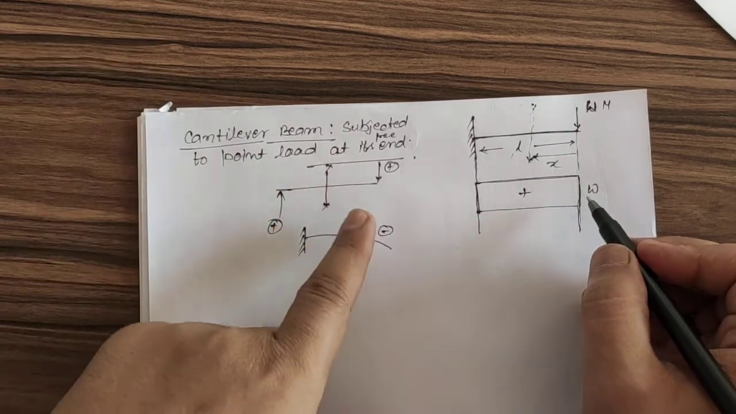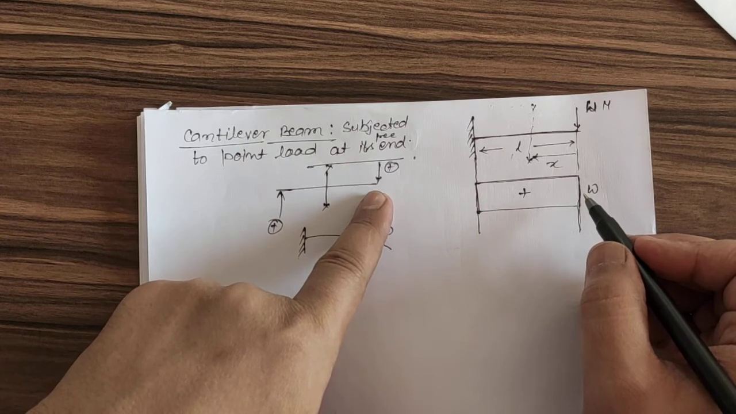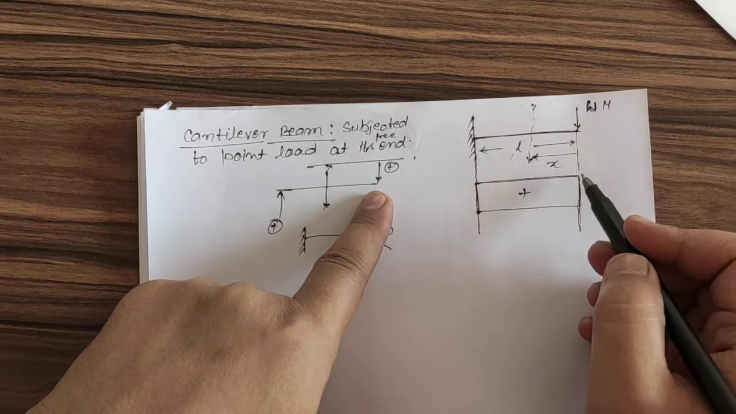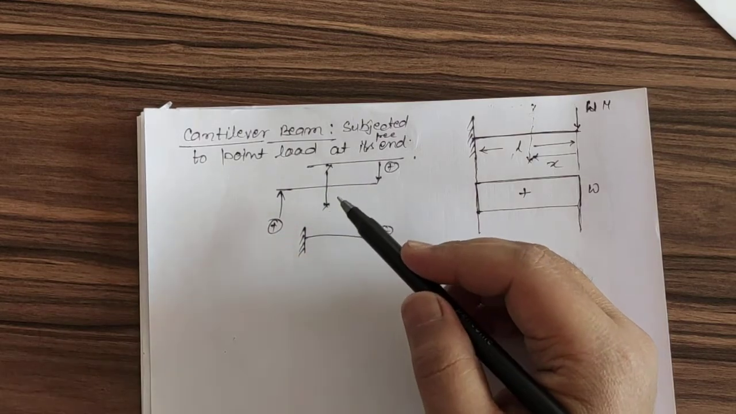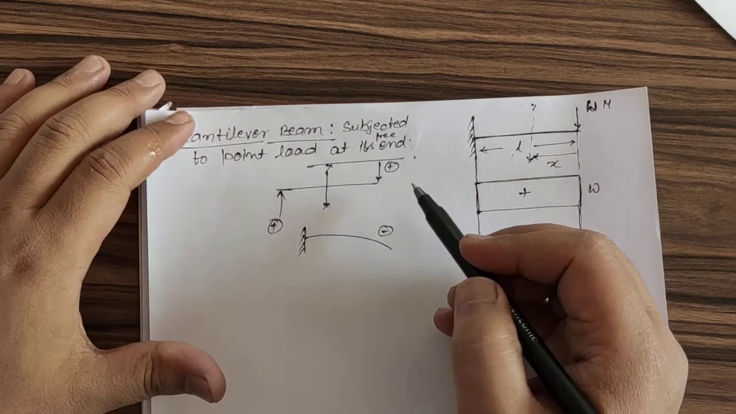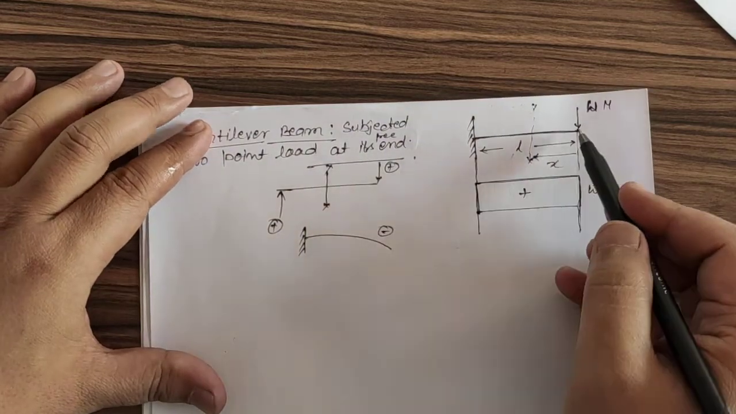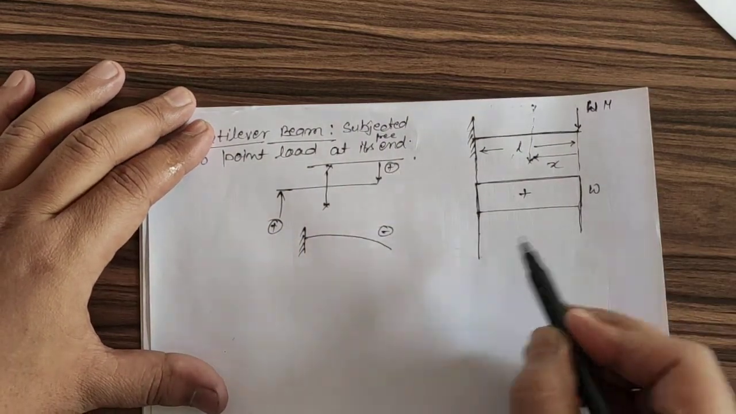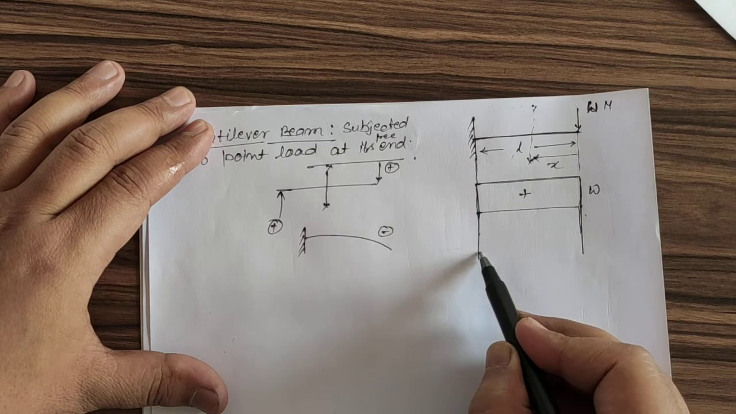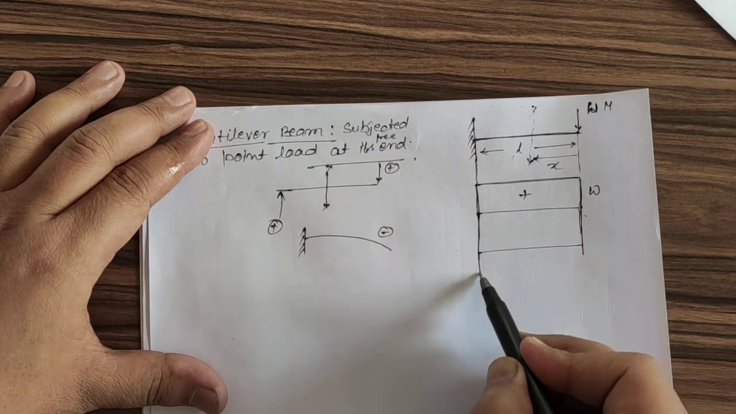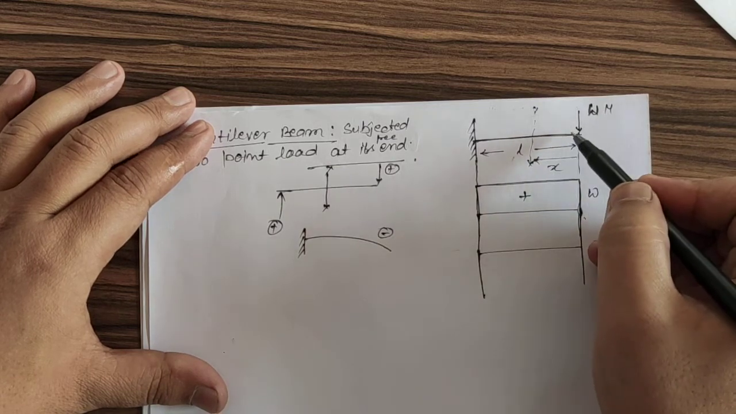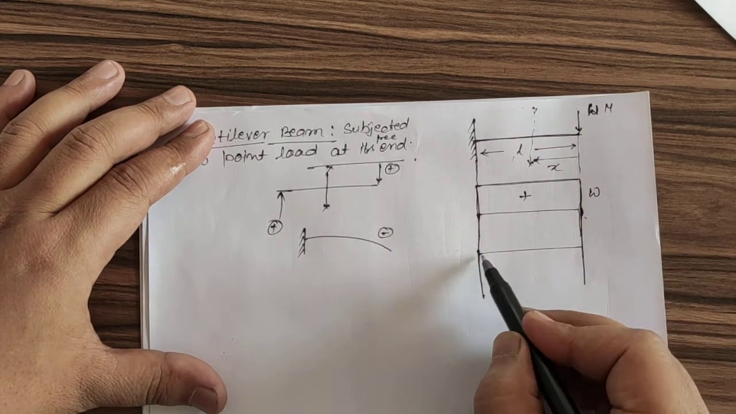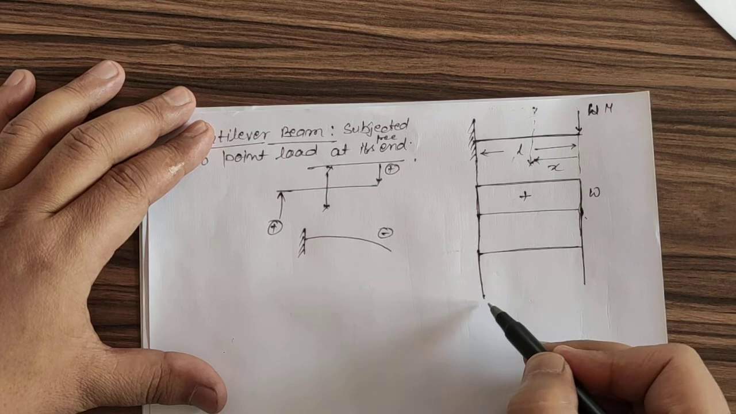Why is it positive? Because the load is acting downward, and for the section we have taken, the downward force on the right hand side of the section is positive. Now, the bending nature, for this shear force diagram, is hogging. So the bending moment will be negative, and with the 0 line, the curve will come downward.